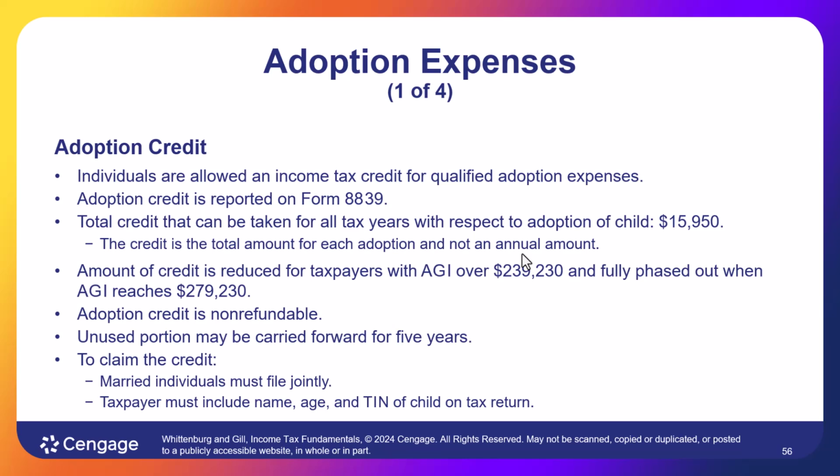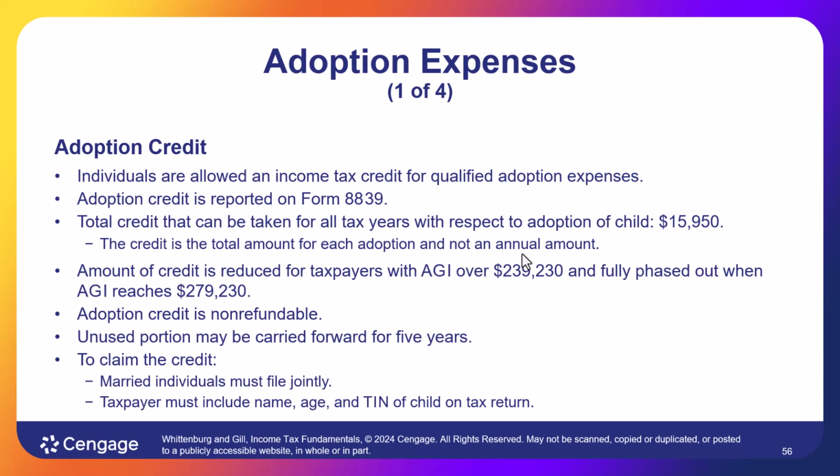So there is an adoption credit. This is for individuals who are allowed an income tax credit for qualified adoption expenses. The adoption credit is reported on Form 8839. The total credit that can be taken with respect to the adoption of a child is $15,950. This is the total amount for each adoption, not an annual amount.